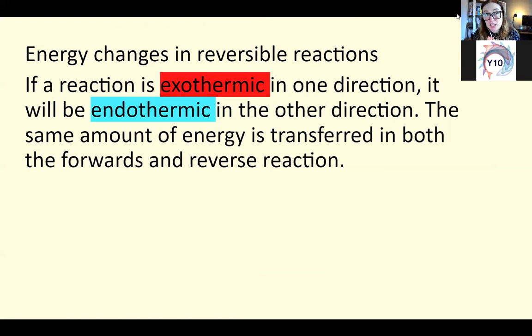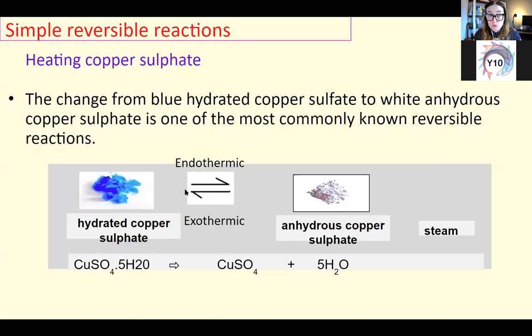But this is what we need to be thinking about: energy changes in reversible reactions. If a reaction is exothermic in one direction, it will be endothermic in the other. The exact same amount of energy is transferred in both reactions. So if it's endothermic one way, and it has to absorb some energy to make the copper sulphate, well, that amount of energy it absorbs is the exact same amount of energy that it will release when it forms back the other way again. So the energy changes are exactly the same, but in opposite directions. One way it's absorbed and one way it's released.